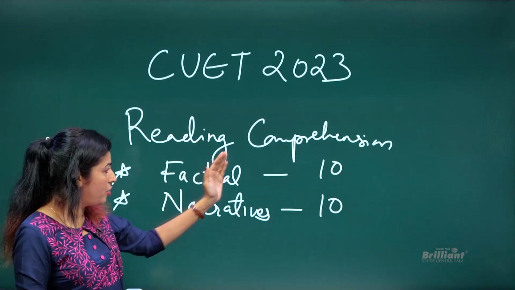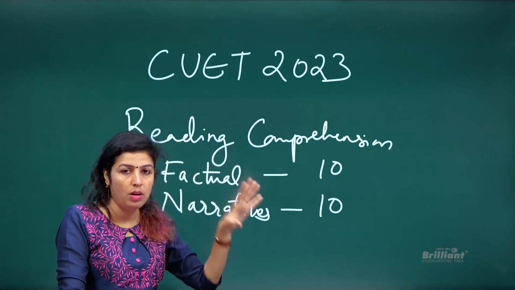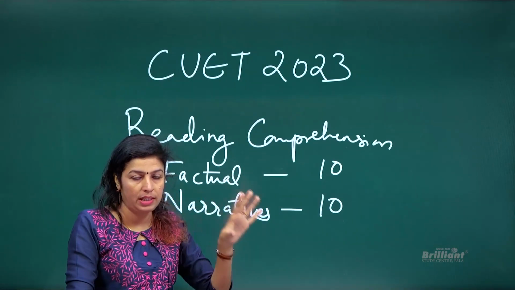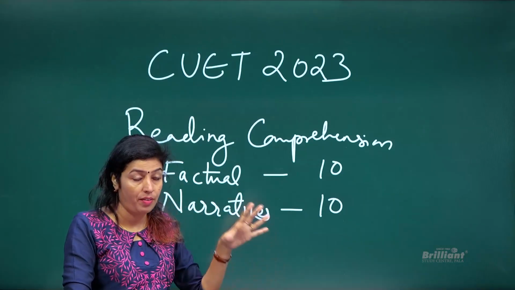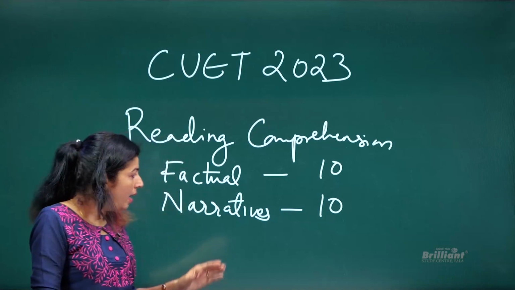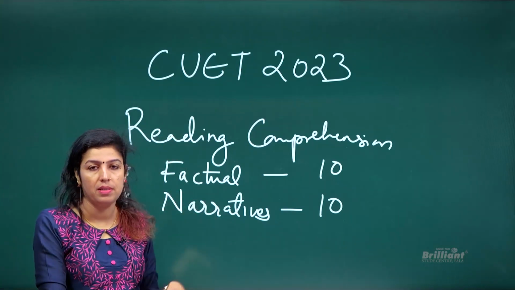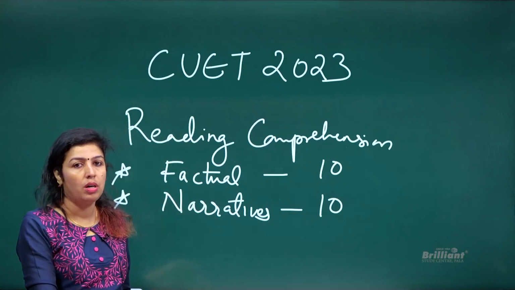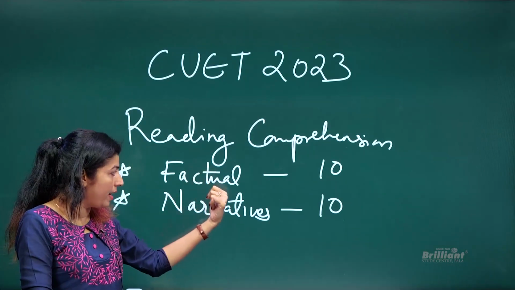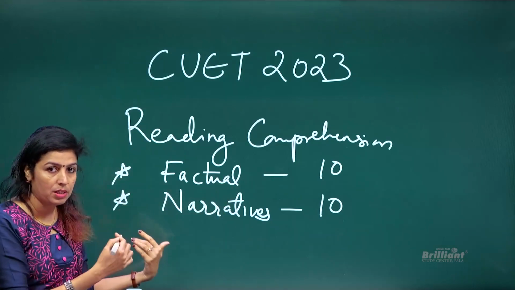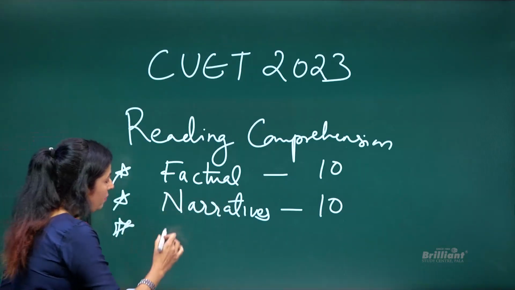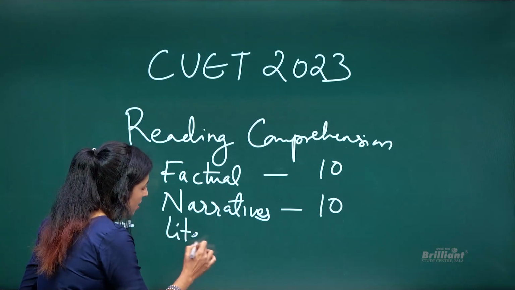One is the factual type, where the passage is all about facts about a particular thing, all those scientific facts and related things. So probably the questions also will be straight. Narratives also are quite simple because it's almost like a story. It's easy and less time consuming. Let me come to the third type and we will have it together. The third type is what you call literary passages.